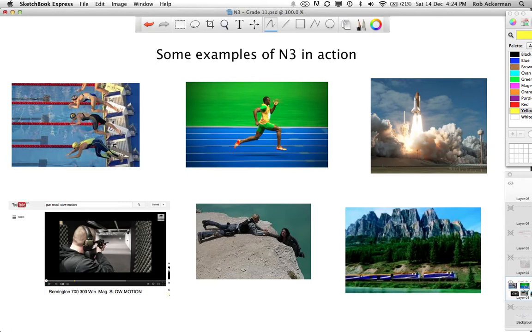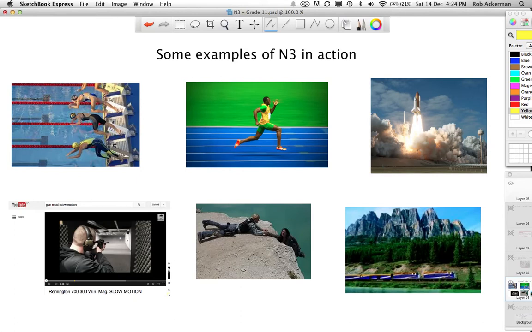So here's what I'd like you to do. In a moment, I'm going to ask you to pause the video once again, and I want you to go through each of these pictures and answer the following question. For each of the main objects that you can see, and what do I mean by main object? So here it would be one of the swimmers. Here it would be the runner. Here it would be the rocket ship.